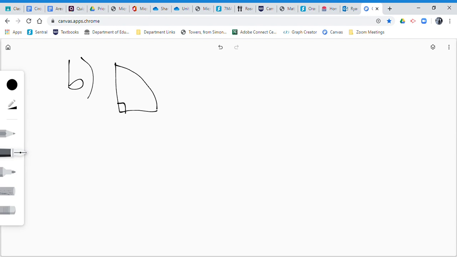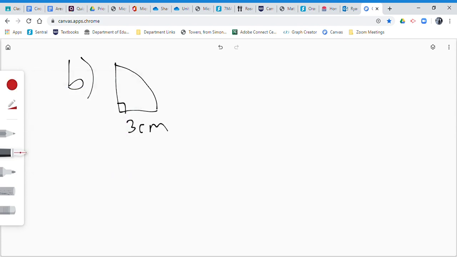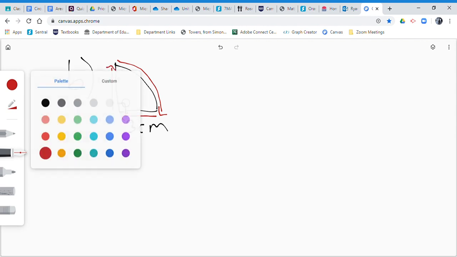So one of the ones, to find the perimeter for this one. Now remember, when you talk about perimeter, you have to find the length all the way around. So it's this length here, plus the 3 centimeters here, plus 3 centimeters here. So you got to calculate all those together.